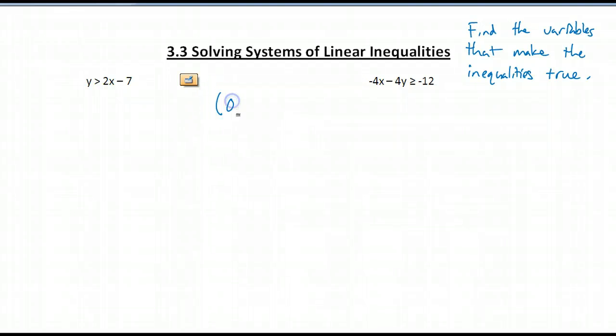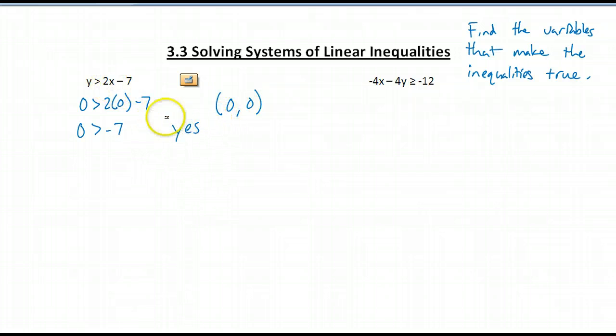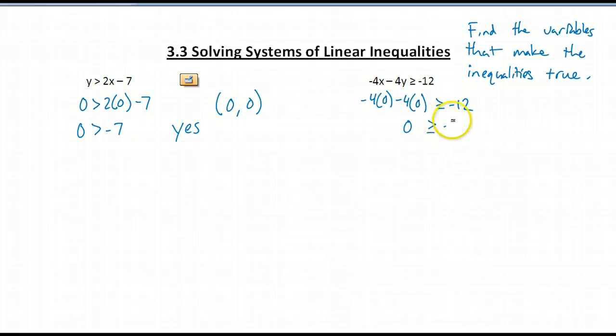If I tested the point 0, 0, if I plug 0 in for x and 0 in for y, I can determine if 0, 0 is a solution to that inequality. When I do my math here, I get 0 is greater than negative 7, which is true. So 0, 0 is a solution to this first inequality. And if I plug 0, 0 into my second inequality and do my math, I end up with 0 being greater than or equal to negative 12, which is also true. So 0, 0 is a solution to both inequalities.